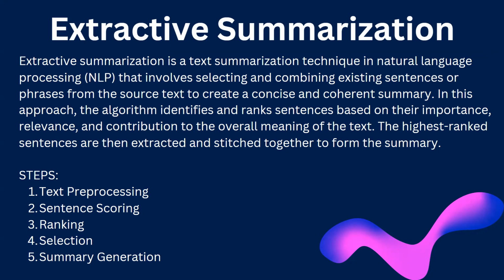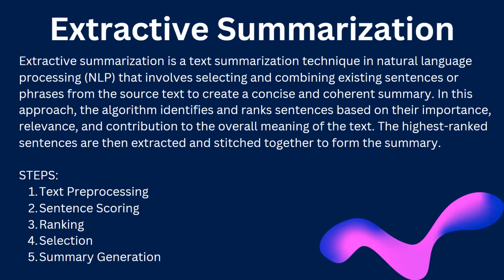So there are five steps in the extractive summarization. Text processing. The source text is processed to remove any unnecessary elements such as stop words, punctuation, and formatting. This step helps to clean the text and prepare it for further analysis. Next is sentence scoring. In sentence scoring, each sentence in the source text is assigned a score based on various criteria. Common criteria for scoring include term frequency, sentence length, presence of keywords, and position within the document. Sentences that contain important keywords or phrases are often given higher scores.